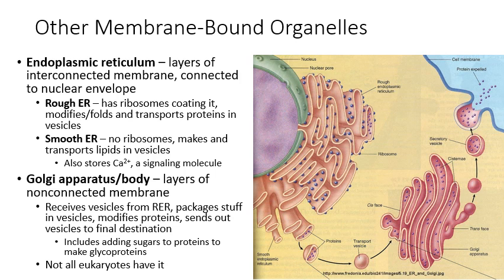So the main theme of function for the rough endoplasmic reticulum is folding proteins, and the main theme for the Golgi apparatus is sorting proteins. But both organelles also modify the proteins to send them to different places.